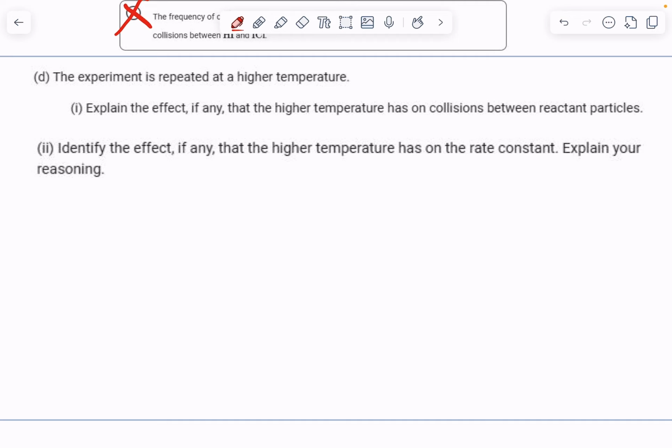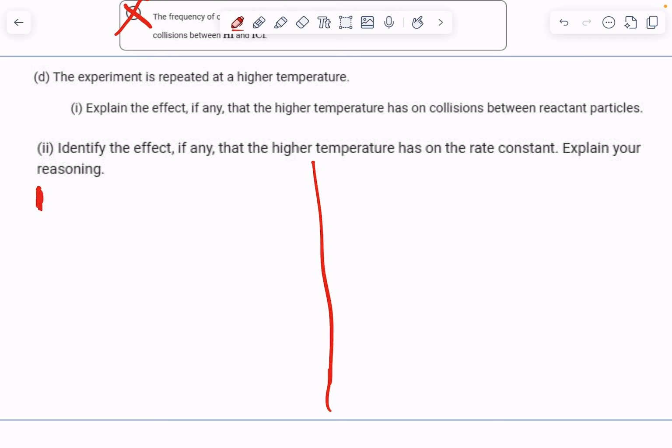This is a free response question, and it doesn't have the reactions for this question, but we don't really need it to answer these questions. We can answer this very generically. So the experiment is repeated at a higher temperature. It doesn't matter what the experiment was. Explain the effect, if any, that higher temperature has on collisions between reactant particles. I'm going to answer it underneath here in two spots. So here I'll answer it for part I.